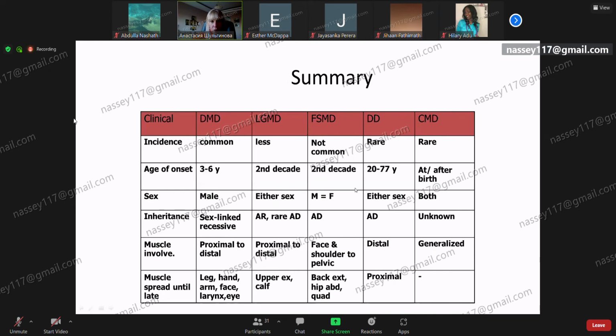So, look, from this chart, if you want, you can take a photo. If you want, you can write. I think a photo is much better, and quicker. This is the differentiation of all types of muscular dystrophies: age of onset, male or female, what muscle is involved. I think that for you it will be informative, both in your exam and in your classes.